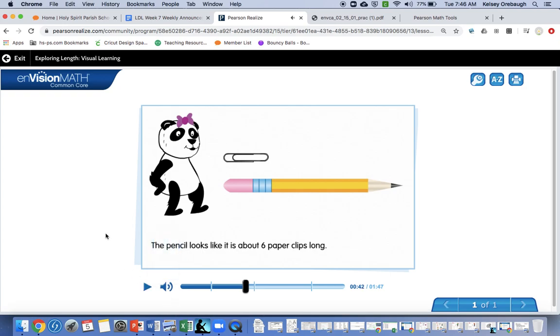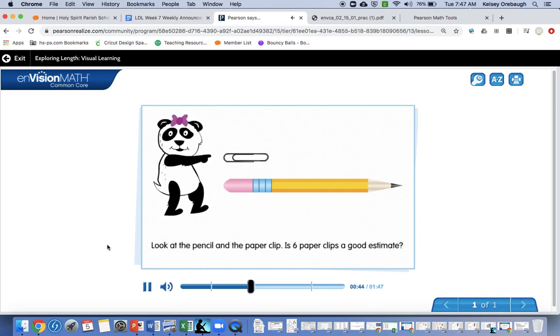So when we estimate, we're making a reasonable guess. We see the length of one paper clip, we see the length of the pencil. I can see that the pencil is much longer than one paper clip. So the estimate is that it is about 6 paper clips long. Look at the pencil and the paper clip. Is 6 paper clips a good estimate? What do we think? Do we think that 6 paper clips is a good estimate based on the length of this paper clip and this pencil?